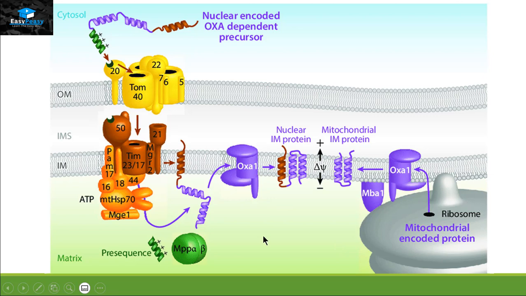Now this is the ribosome inside the matrix, and the protein is coming out of it. While it is still attached to the ribosome, the protein's first part will attach itself with Oxa1. And Oxa1, with the help of MBA1, will start integrating this protein into the inner membrane.